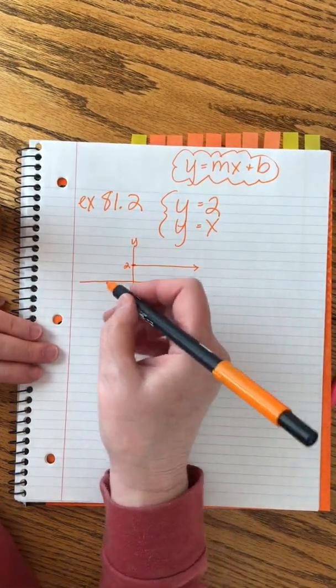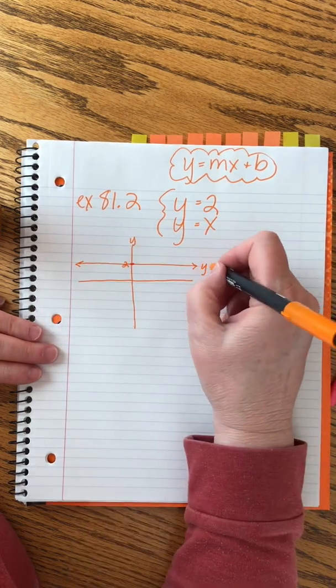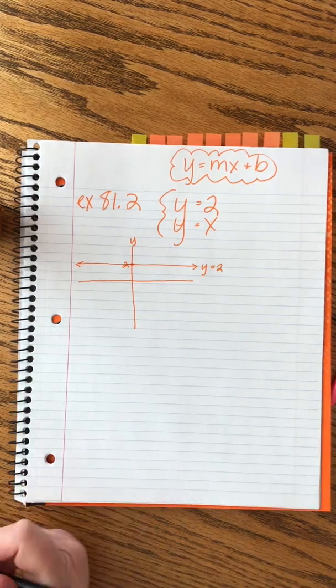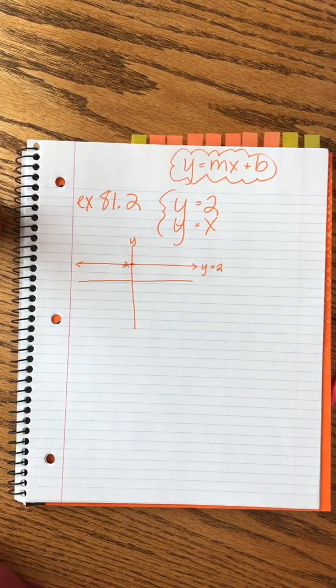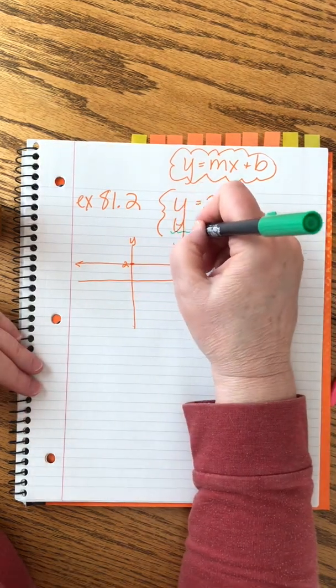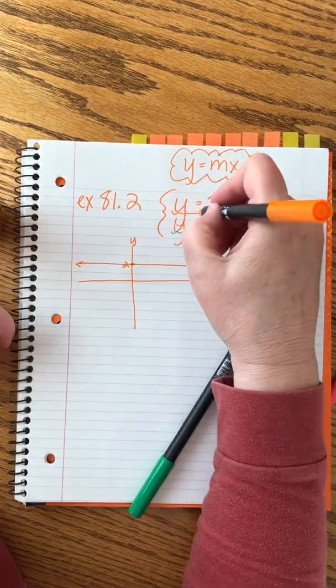No matter what x is, y will always be equal to 2. And I'm just going to label that line to make sure that we remember what the names of these lines are. Okay, I'm going to do the other one in green here. This one I did in orange.